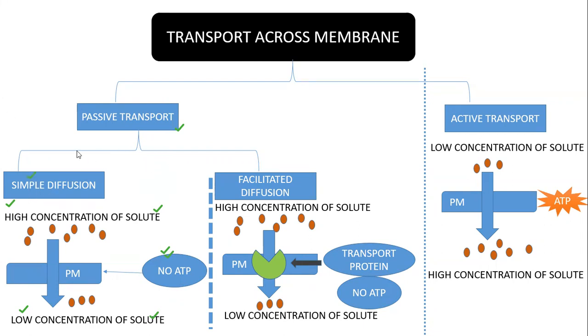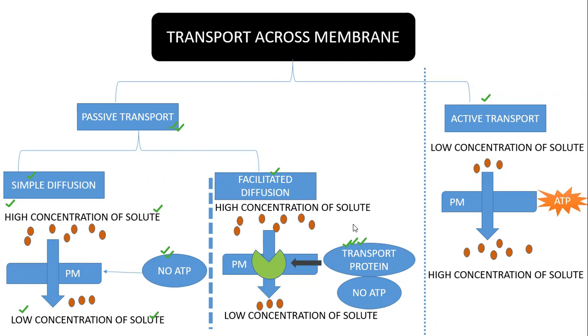One is simple diffusion, as I have told, the high concentration to low concentration transport of solutes, and another is facilitated diffusion. Facilitated diffusion is the same thing as simple diffusion, but here transport proteins are present to transport the solute from high concentration to low concentration. In simple diffusion no proteins are present, it will go gradually, but here the solute will transfer from high to low concentration via some transport proteins. It is all about passive transport.